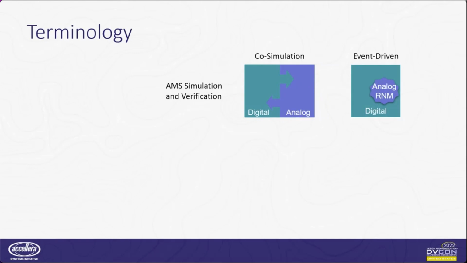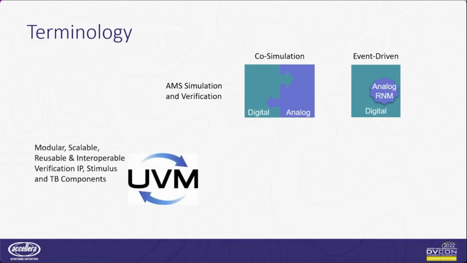And also, so we're talking about the same thing, when we talk about UVM, we're talking about the IEEE 1800.2 standard verification methodology. The idea of UVM is that it provides modular, scalable, reusable, and interoperable verification IP, stimulus, test bench components, and environments. This is currently in use by over 80% of ASIC verification teams today and 50% of FPGA verification teams, so it makes sense that we'd use this as our target methodology.